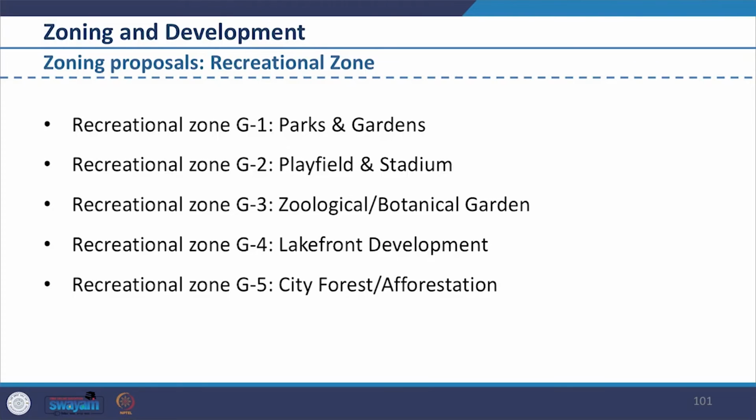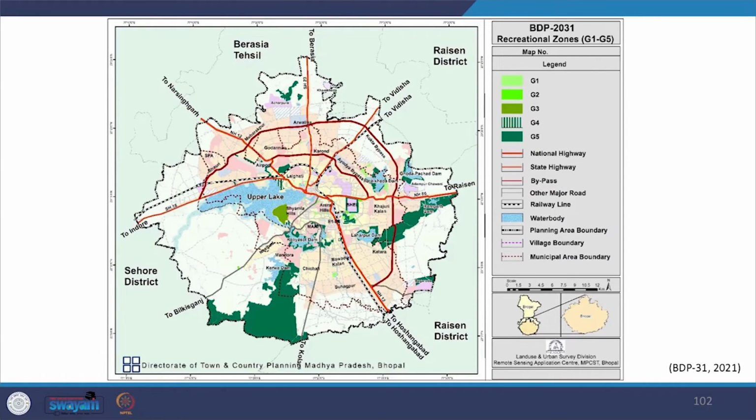Further, we see the recreational zone ranging from 1 to 5 are proposed. These zones include city forest, gardens, parks, stadiums and playgrounds. The purpose of this zone is to increase green cover in Bhopal planning area. Development of 10% recreational zone is ensured in each mixed use zone under the development plan.